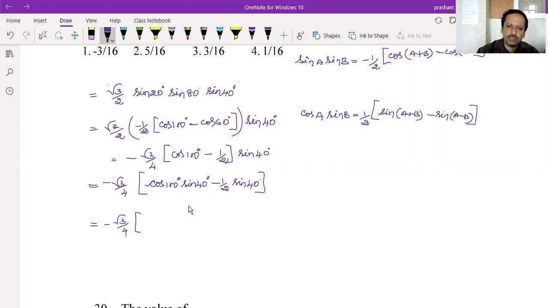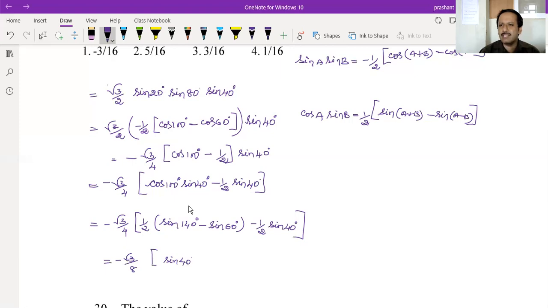Students, you should remember all these formulas. Okay, so this will give you 1 by 2 into sin (A plus B), 100 plus 40, that is 140, minus sin (A minus B), 100 minus 40, 60, minus 1 by 2 sin 40. Now I will take this 1 by 2 out. So here we are going to get minus root 3 by 8 into sine 140. Sine 140 can also be written as sine 40 because 180 minus 40 I can write. Sine (180 minus theta) is equal to sine theta. Minus sine 60 is root 3 by 2 minus, see, 1 by 2 I have taken out. Sine 40 I will write as this.